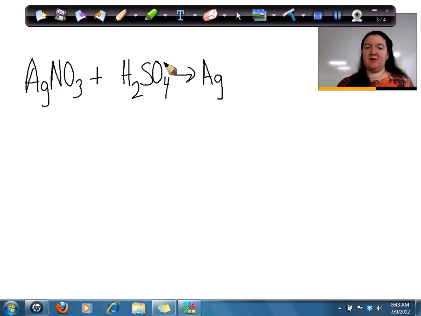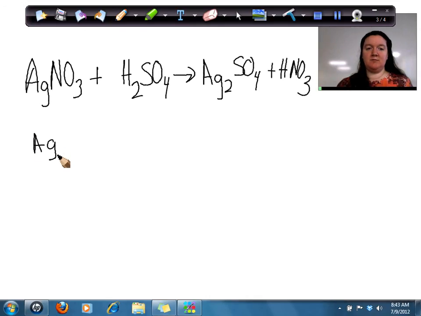Now, sulfate had a -2 charge. We know that silver has a +1 charge, so I need to have 2 silvers to go with my sulfate. And then nitric acid is HNO3. Because nitrate has a -1 charge, hydrogen has a +1 charge. So now we need to balance our elements. We have silver, then we have nitrogen, sulfur, hydrogen, and then oxygen.